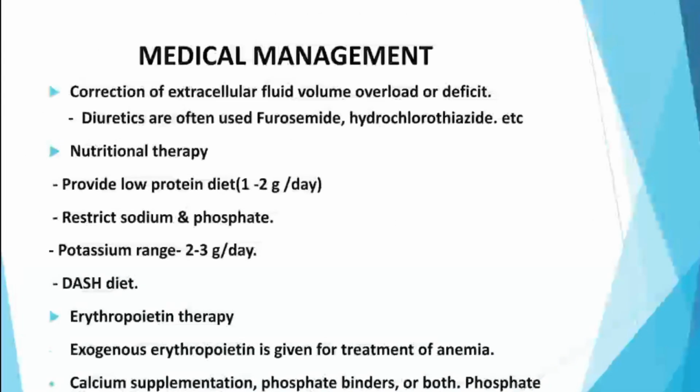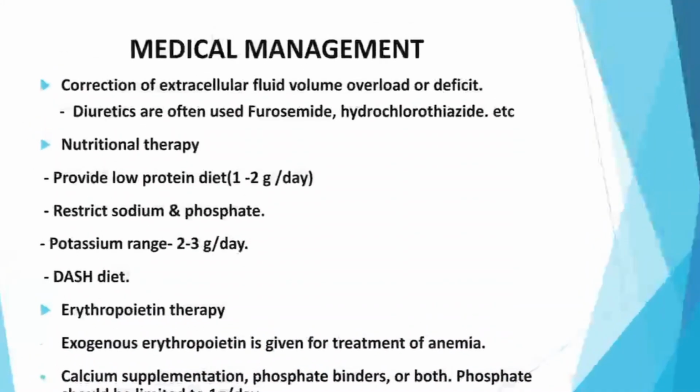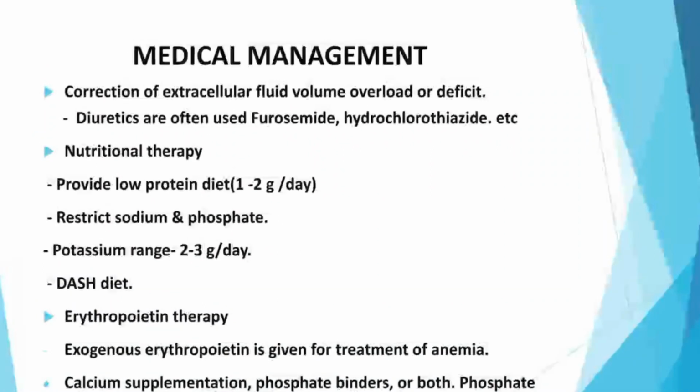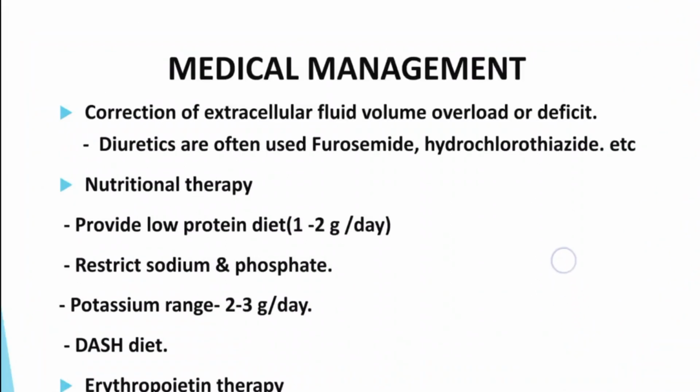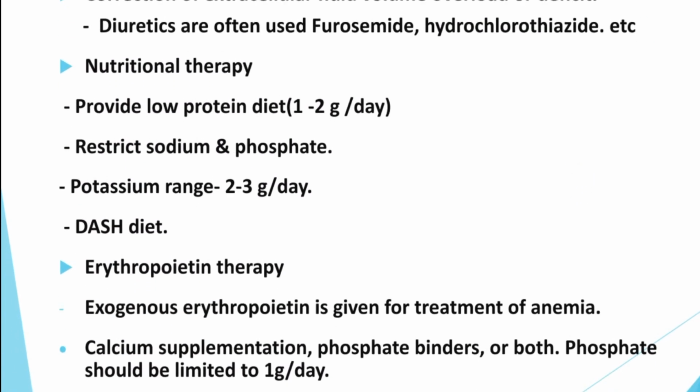And we have to restrict the sodium and phosphate level, and the potassium range should be maintained, because those electrolytes are not excreted from the body, they are retained in the body. So that's why we have to restrict the sodium and phosphate level. Then we have to provide a DASH diet, dietary approaches to stop hypertension. An anti-hypertensive diet should be given to the patient because the patient has the chances to develop hypertension.